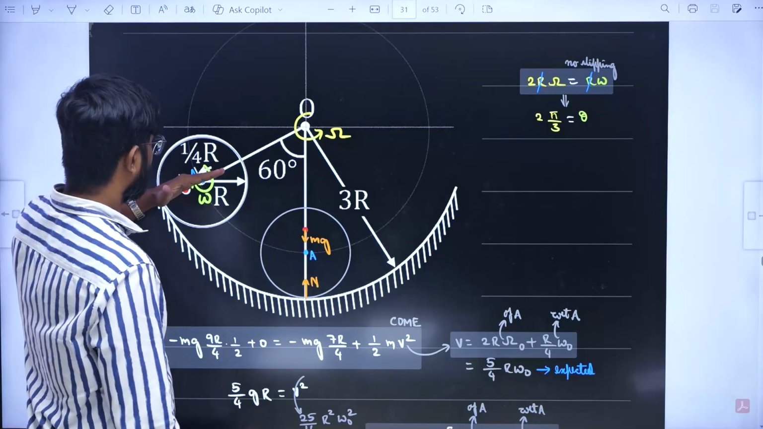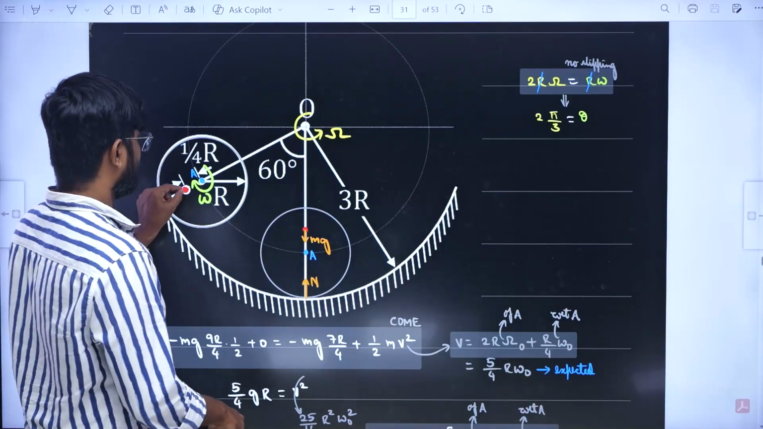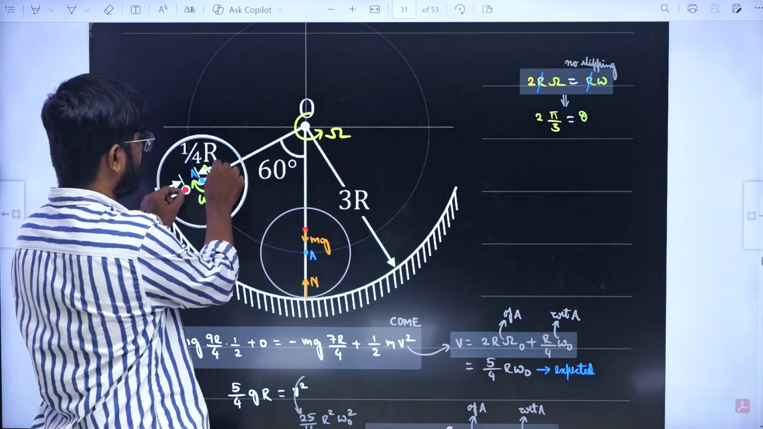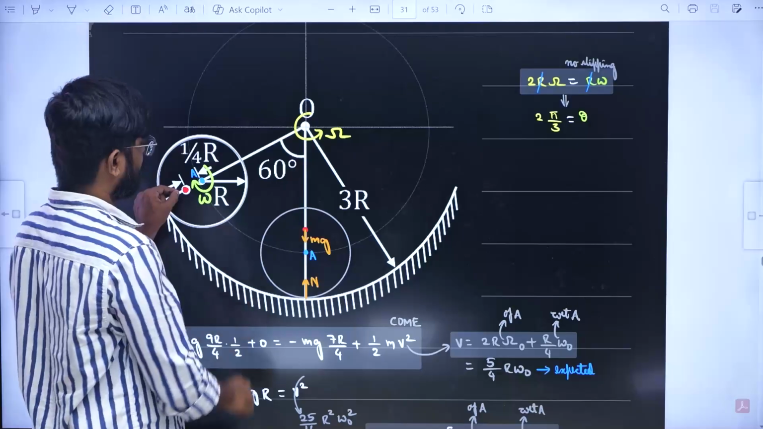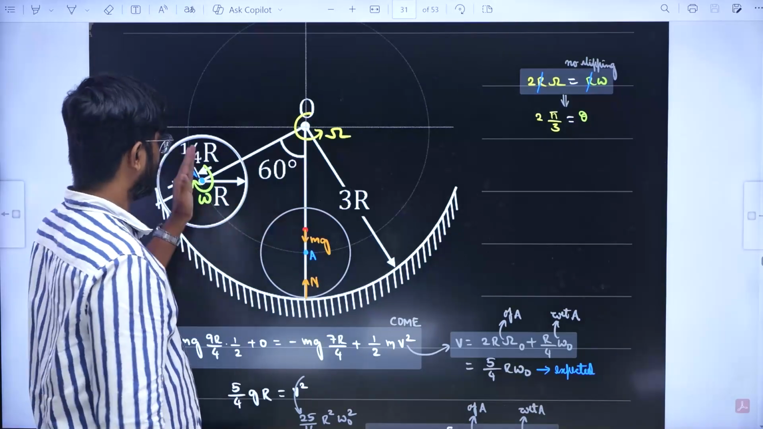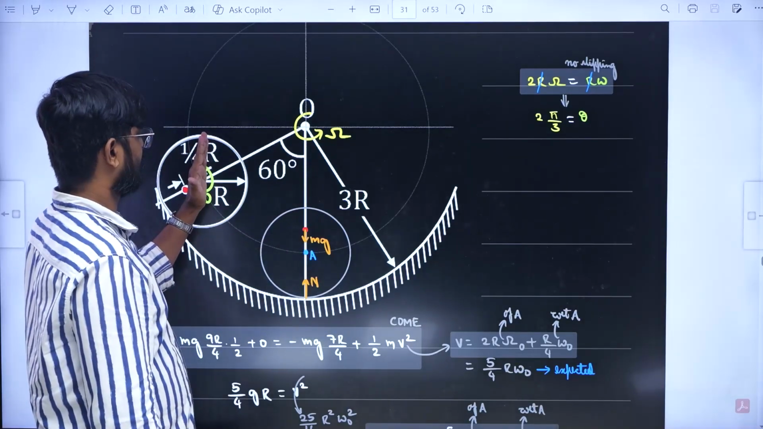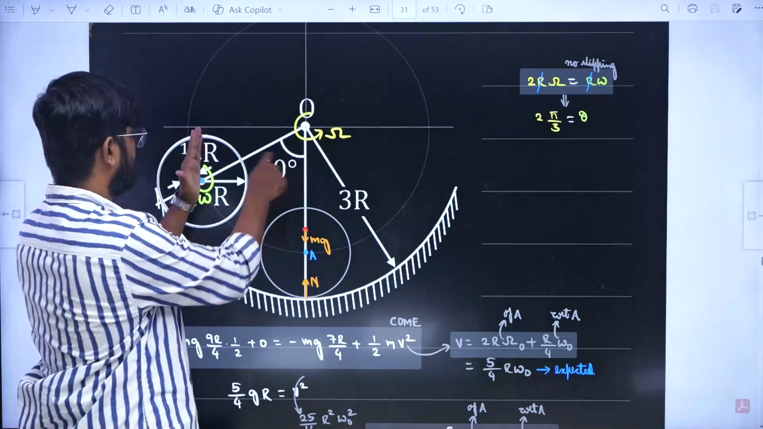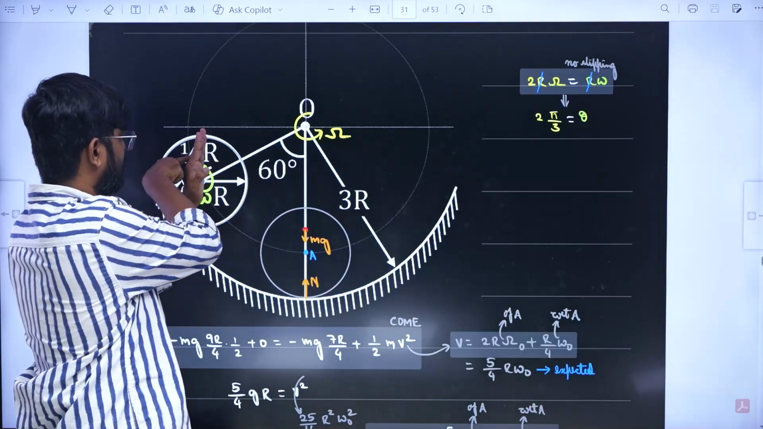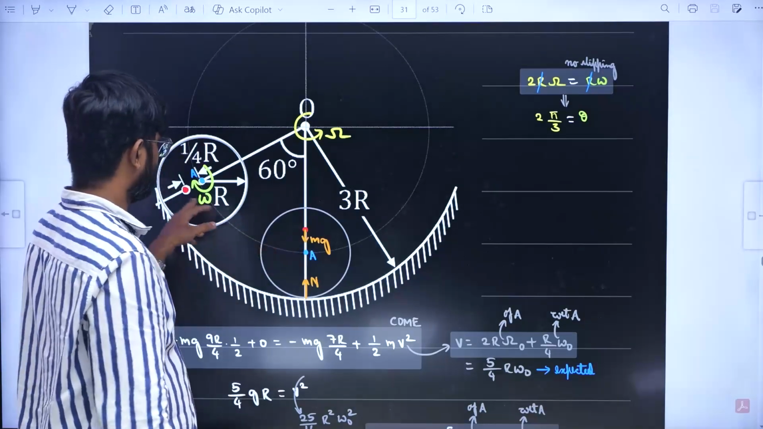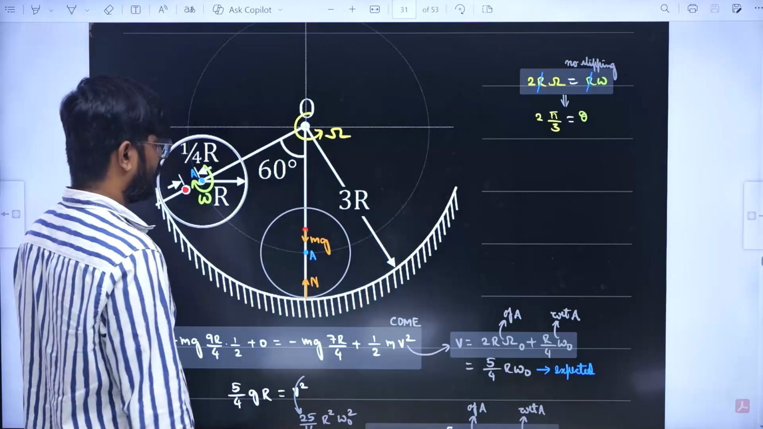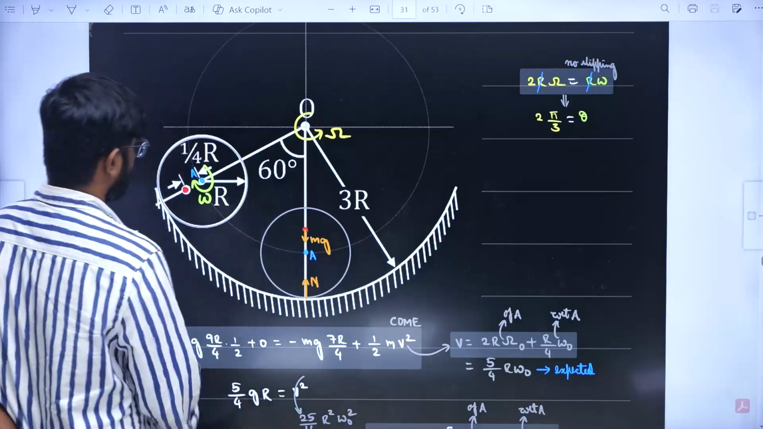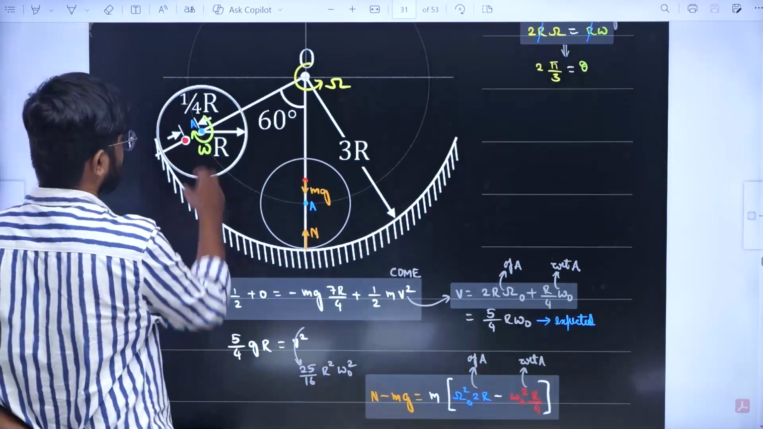Now, understand, the mass is here, and if it rotates by 120 degrees, it is going to become vertical. If this is 60, this is 60, this is 120, if it rotates 120 degrees, it is going to become vertical now. Now, the forces are mg and normal. Anyway, first of all, we will be doing energy conservation.